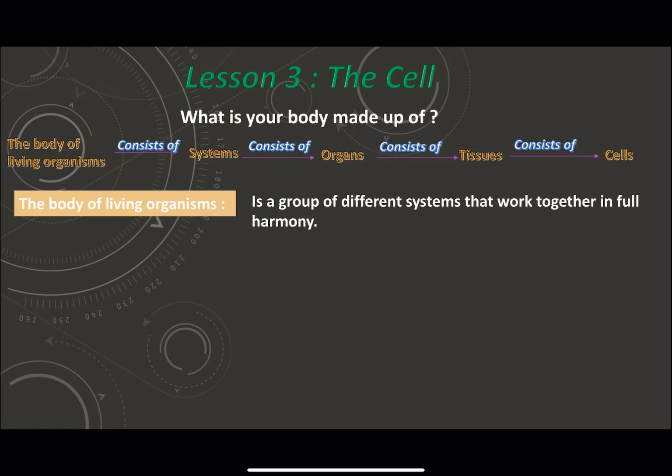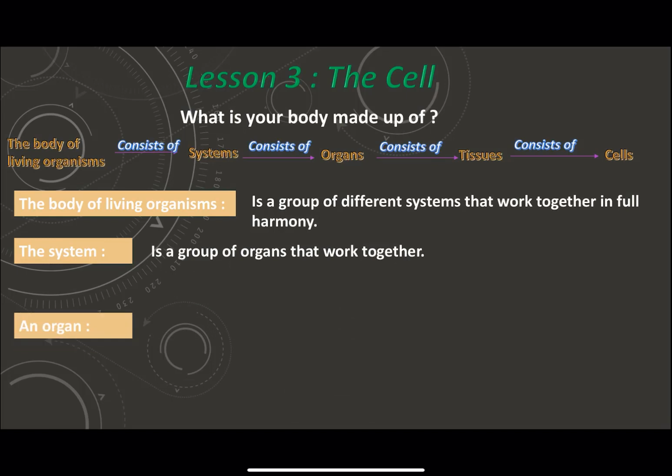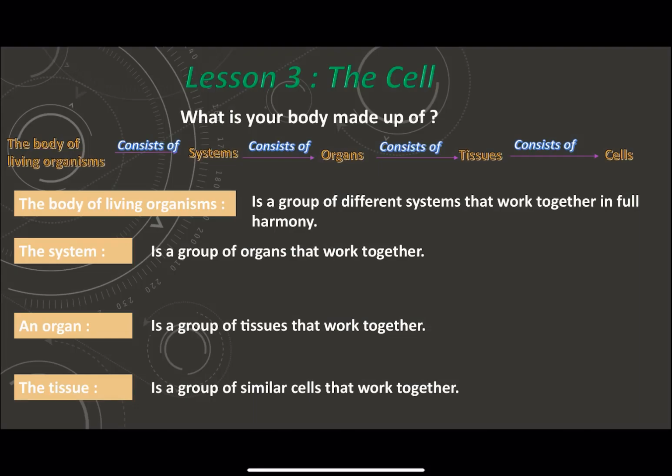While if I want to define the system, I can say that it's a group of organs that work together. An organ is a group of tissues that work together. While the tissue is a group of similar cells that work together. While the cell has a different way to define it. So guys, let's define it together.